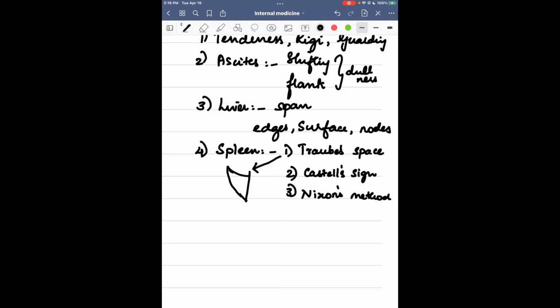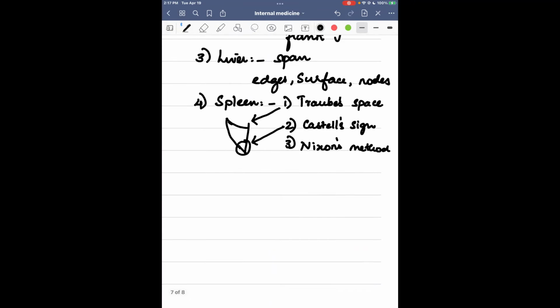And Castell's sign is looking at the last intercostal space and percussing there, which is usually the eighth or ninth intercostal space. It should be resonant on full inspiration, but if it is dull, then possibly there is splenomegaly.